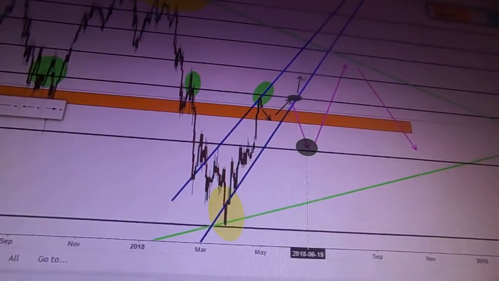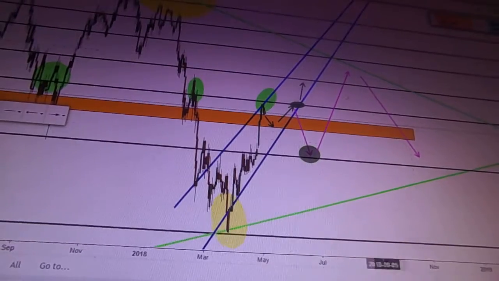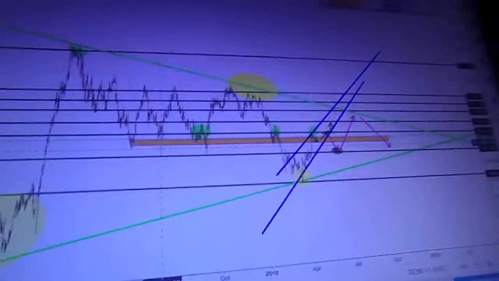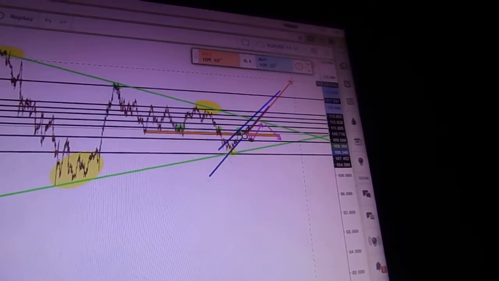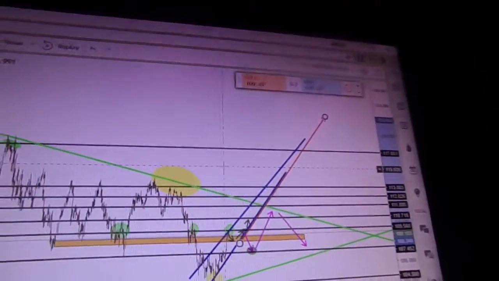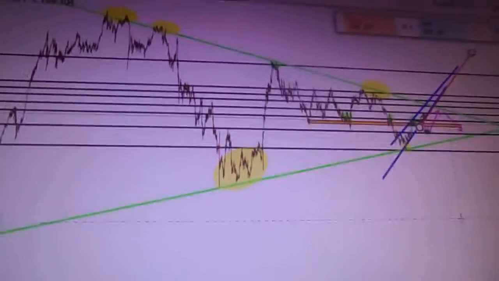Now, basically, if price ever breaks this trend line right here, this top trend line, sky's the limit. Alright. Now, that is my analysis of the USDJPY chart on the day charts, on the day time frame.